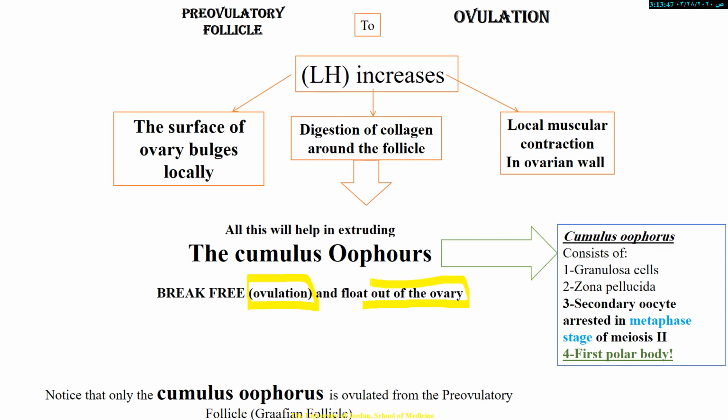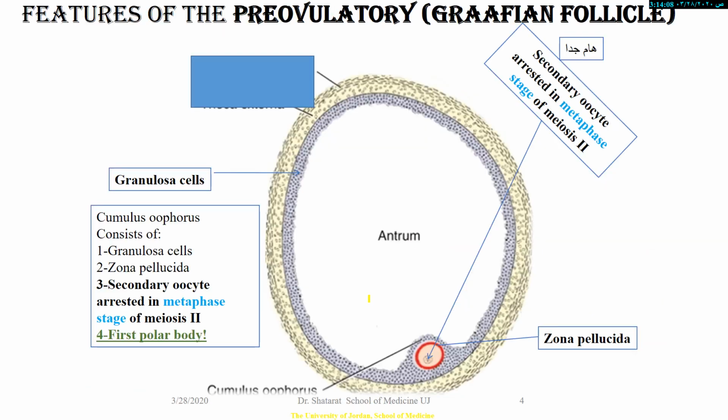So this takes place at day 14 of the menstrual cycle, and what is interesting is that ovulation does not mean breaking free of the whole Graafian follicle. Only the cumulus ovoris would be ovulated. So what would go out of the ovary is just this, and it would leave behind all this. Theca externa, theca interna, they will stay in the ovary.